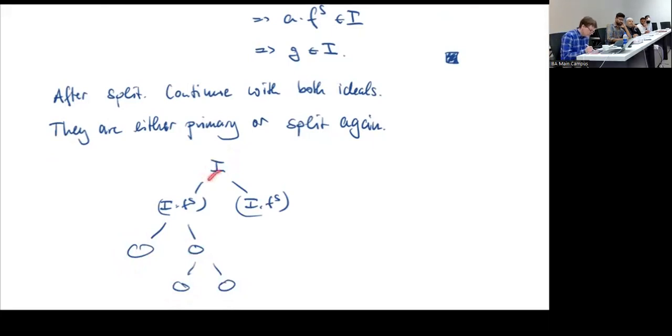So the ideals along these chains here, they're always included in each other and they always get larger. And now we're in a Noetherian ring, so the procedure has to stop. So the tree must be finite, because the polynomial ring is Noetherian and there are no infinite ascending chains.